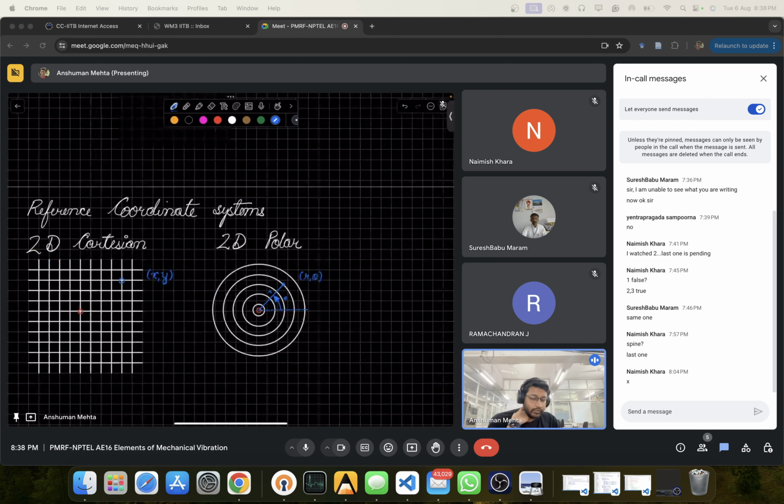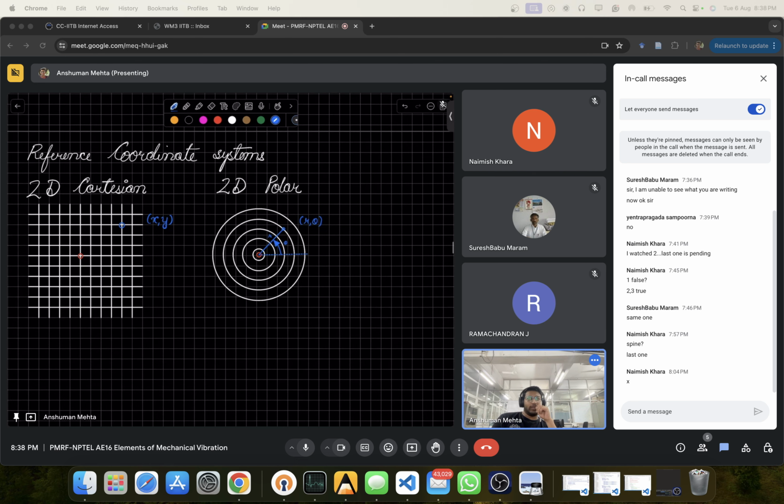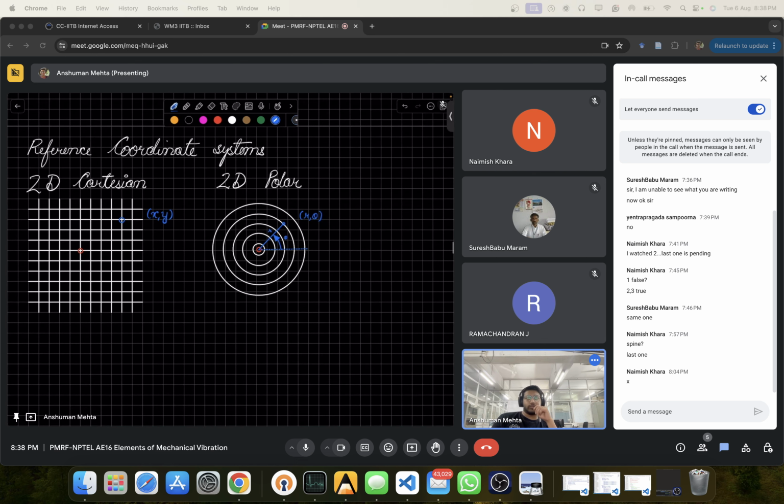Similarly, we can have 2D oblique, where instead of this right angle we can have an oblique coordinate system, or we can have 2D orthogonal intersecting curves. Instead of this circle, we can have an elliptical one. Now there could be 3D also, where we can take a spherical coordinate system, or some parabolic shape.